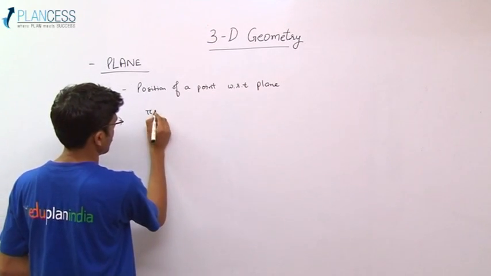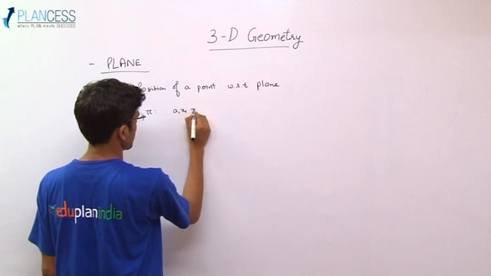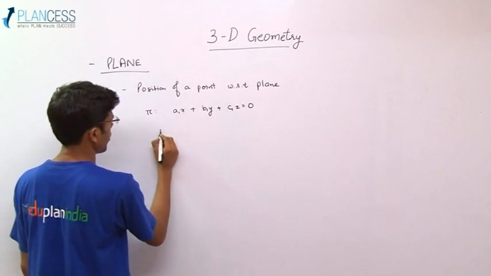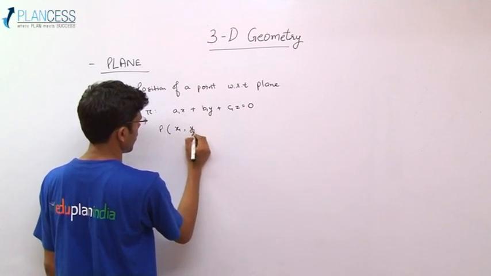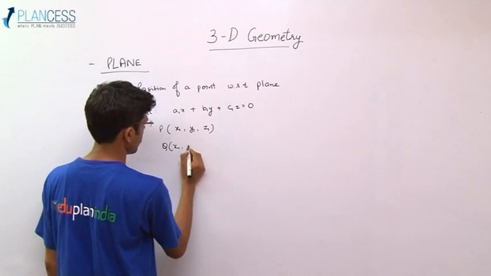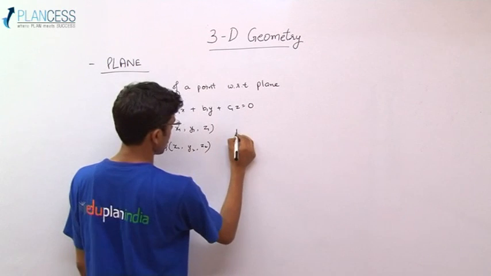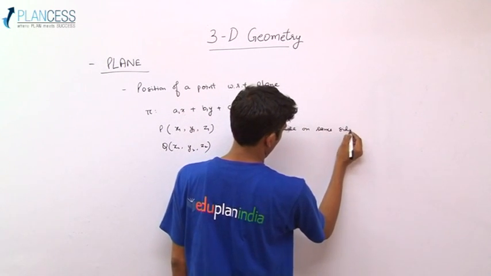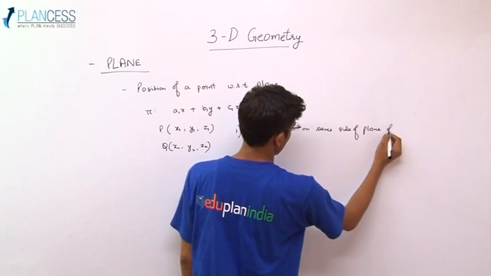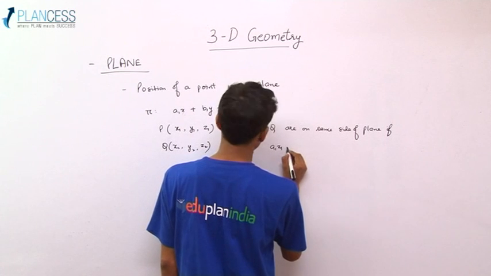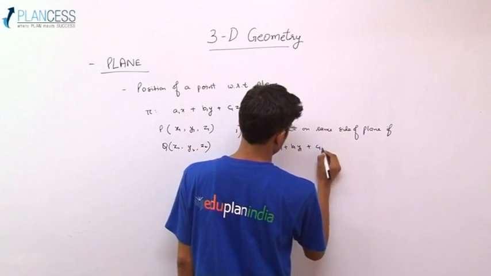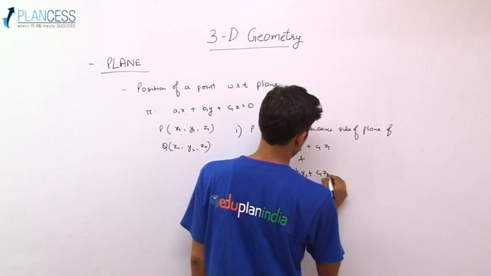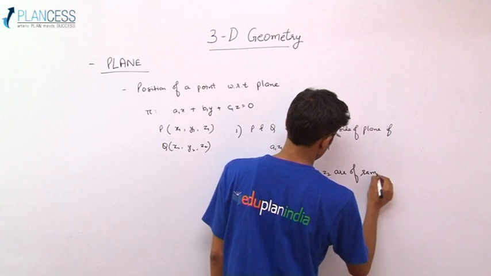So say the plane is, usually we represent plane by the letter pi, say a1x plus b1y plus c1z is 0, and say point P is (x1, y1, z1), point Q is (x2, y2, z2). So case 1, P and Q are on the same side of the plane if a1x1 plus b1y1 plus c1z1 and a1x2 plus b1y2 plus c1z2 are of same sign.